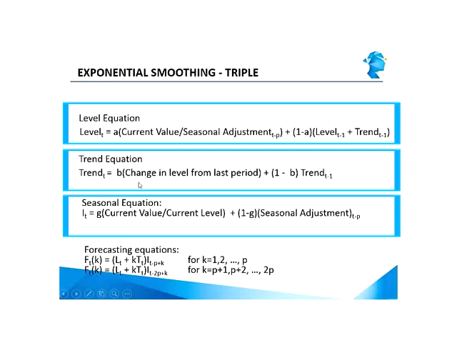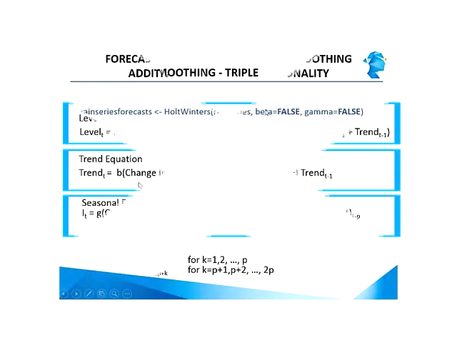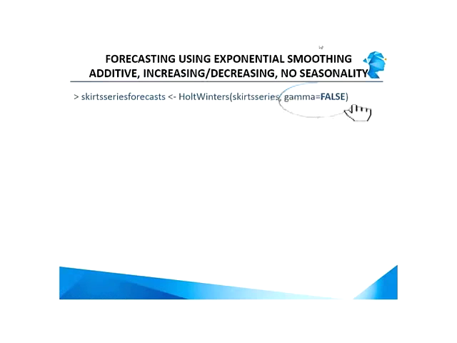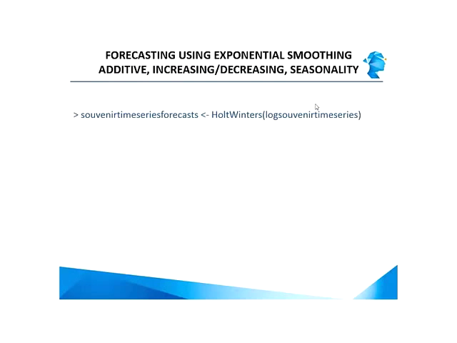So for single exponential smoothing in R, we didn't need beta and gamma. We said beta equal to false, gamma equal to false. For double exponential smoothing, we don't need gamma. We just need alpha and beta, so we said gamma equal to false. Alpha smoothened the level and beta smoothened the trend. And for the third scenario, we need all three of them, so we are not setting any of those smoothing parameters to false. That's a point to be noted.